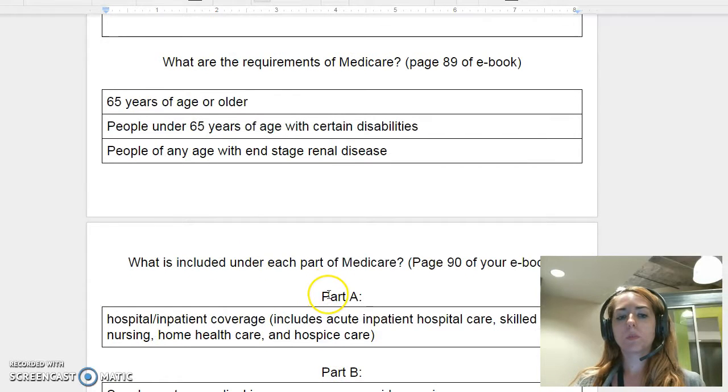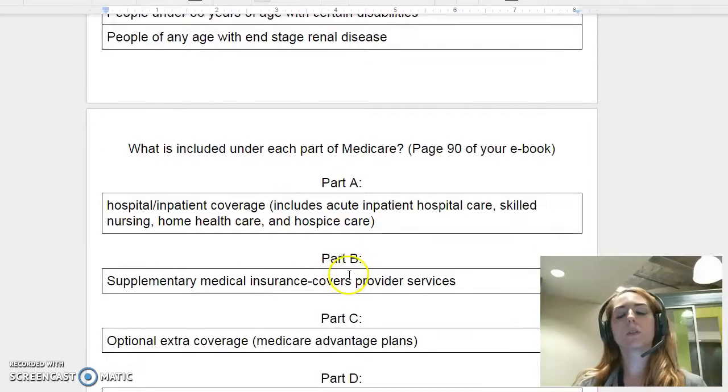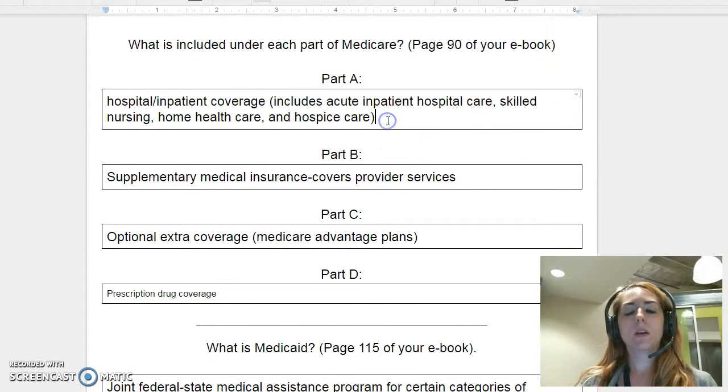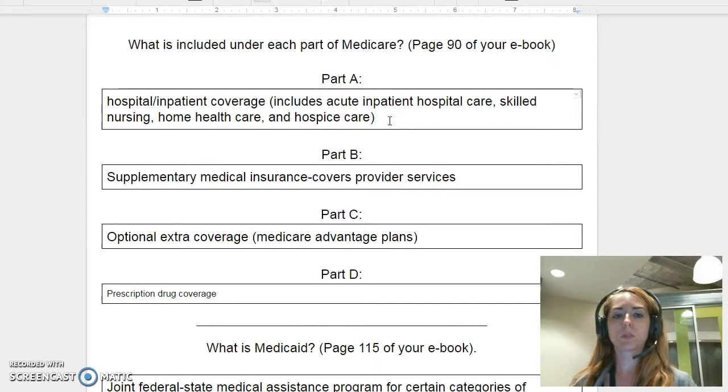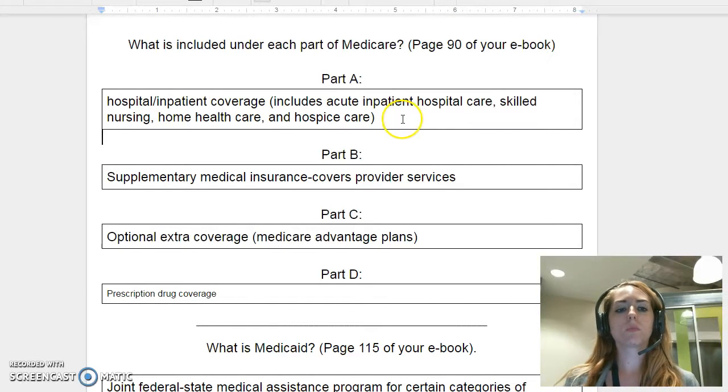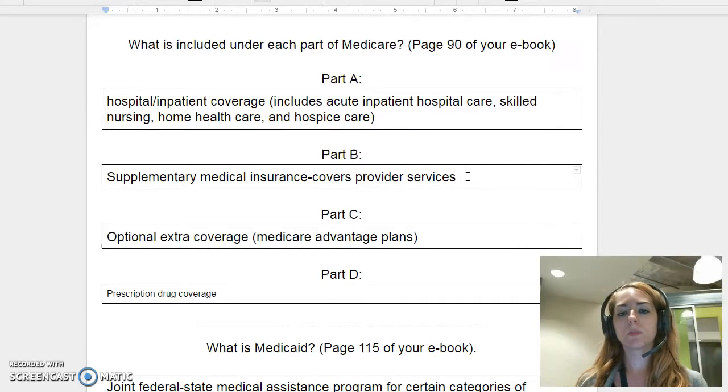Your book has a brief review of what's included under each part of Medicare. Part A of Medicare is hospital or inpatient coverage. It includes acute inpatient hospital care, skilled nursing, home health care, and hospice care. Part B of Medicare is your supplementary medical insurance. This covers provider services, or think of it as more outpatient services.